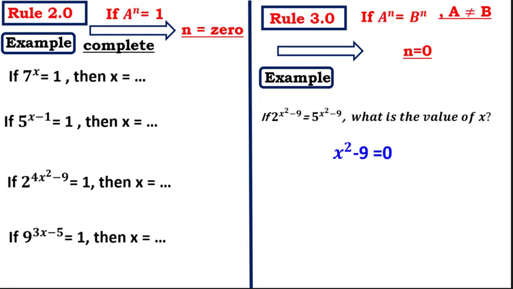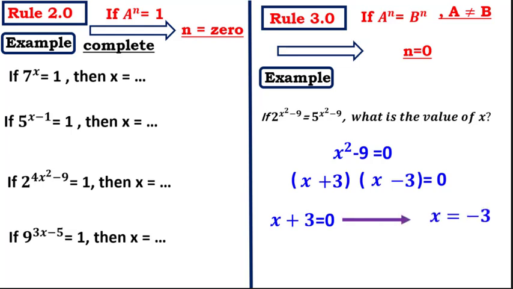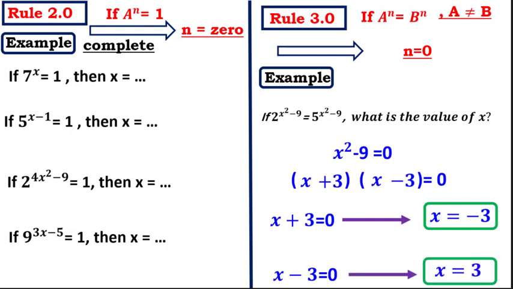This is the difference between two squares. The two squares are x and 3. Now we can here factorize this expression as x plus 3 times x minus 3. We will have x plus 3 equals 0. We deduce that x equals negative 3, and x minus 3 equals 0. We will get that x equals 3.